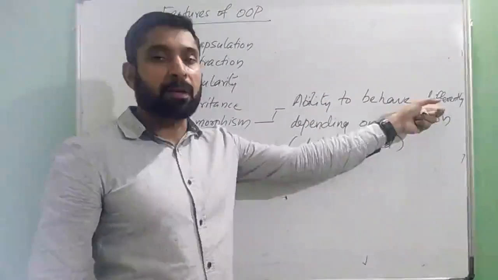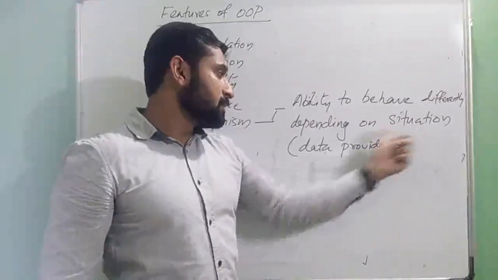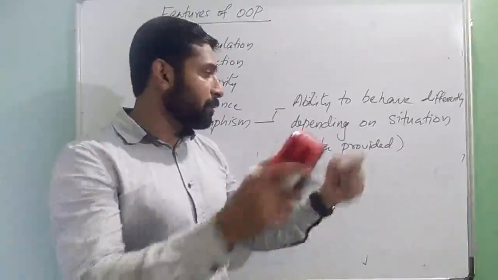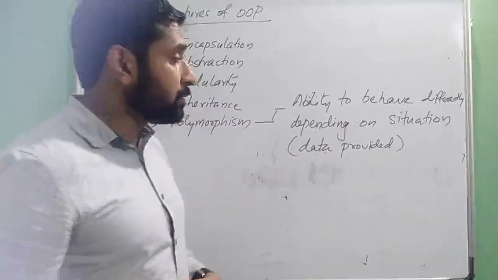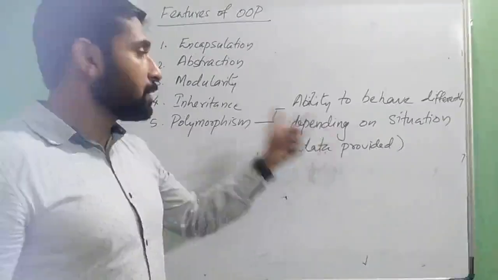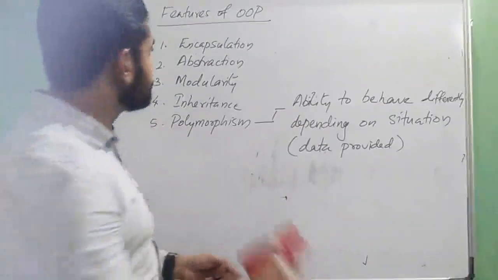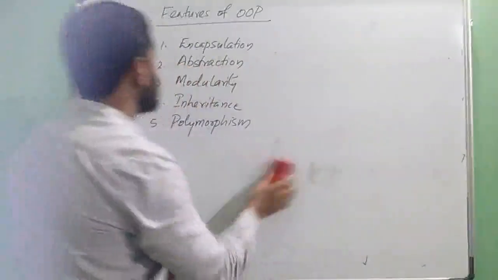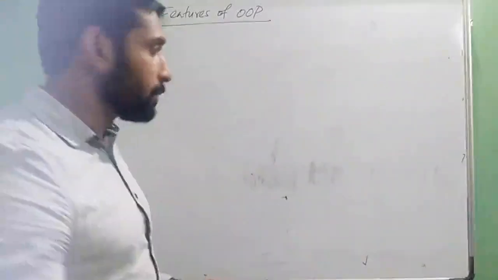Ability to behave differently or ability to process data differently depending upon the situation. Situation means that depending upon the data provided, from where it is called, or based on which data the function is invoked, etc. So this is called polymorphism. So these are the features of object-oriented programming.